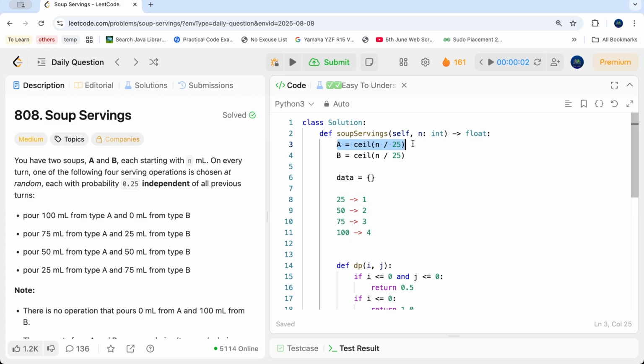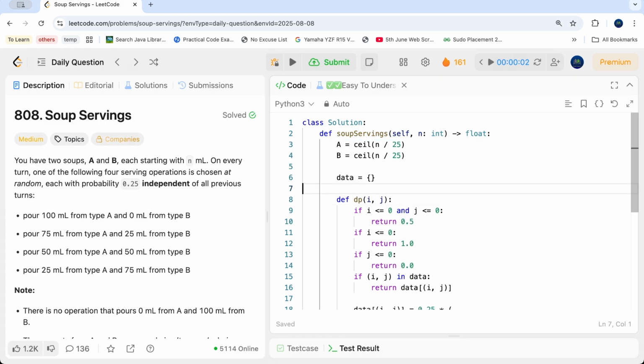So we can say that A is equal to n by 25, but we will take the ceiling value of this. For example, if the value of n is equal to 124, in this case we can reduce 25, then 25, then 25, then 25, then 24. So basically, we need to do the operation 5 times, right? So let's assume that 25 is 1 unit, and we can say that 124 is equal to 5 units, because we have to reduce it by our unit 5 times. That is why we are dividing n by 25 and taking the ceiling value of it.